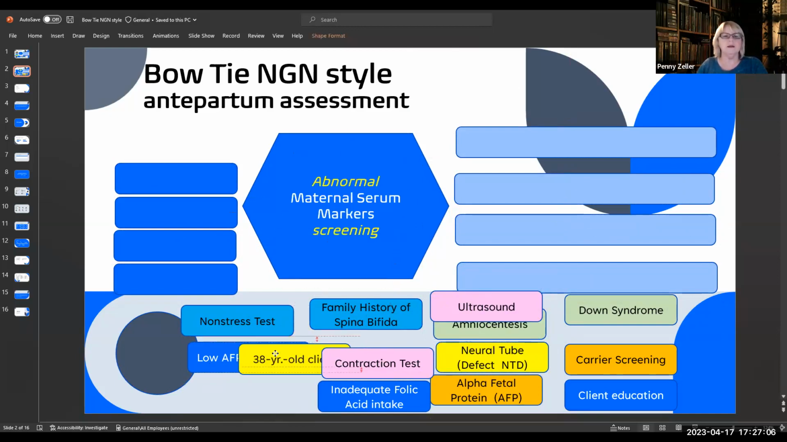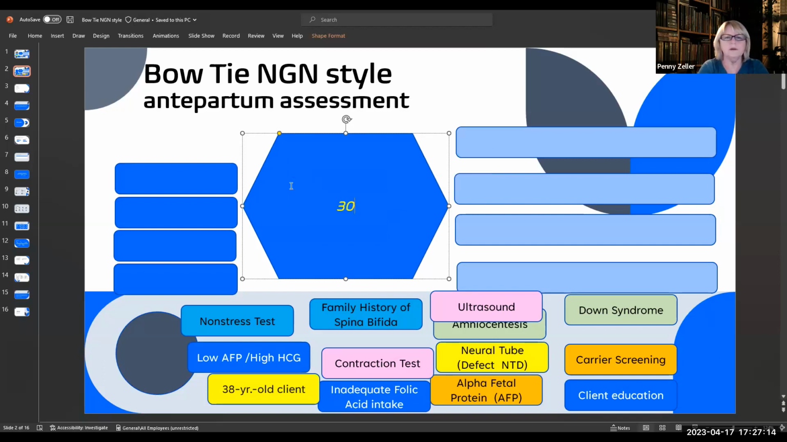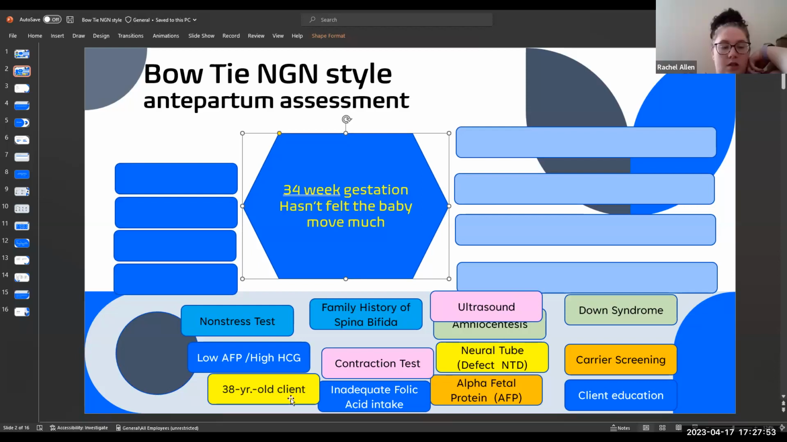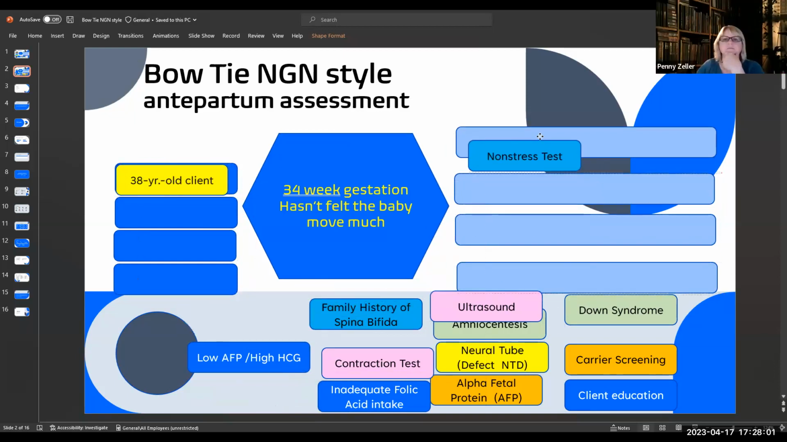So what if you have a client? Let me do this. Let's do 34-week gestation. And I know we haven't talked about high risk or anything, but you still need to know about these tests. I don't know why, but that's just the way they have it set up. 34-week gestation. And she's telling you she hasn't felt the baby move much. She's 34 weeks. Do you know what we do for her? Non-stress test. Do you put her on the monitor? Exactly. Yeah, and that's what the non-stress test is.